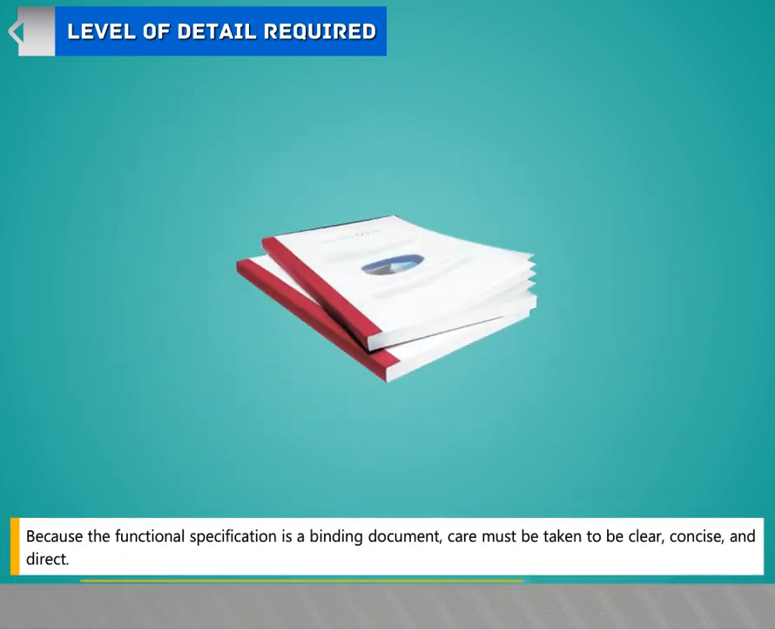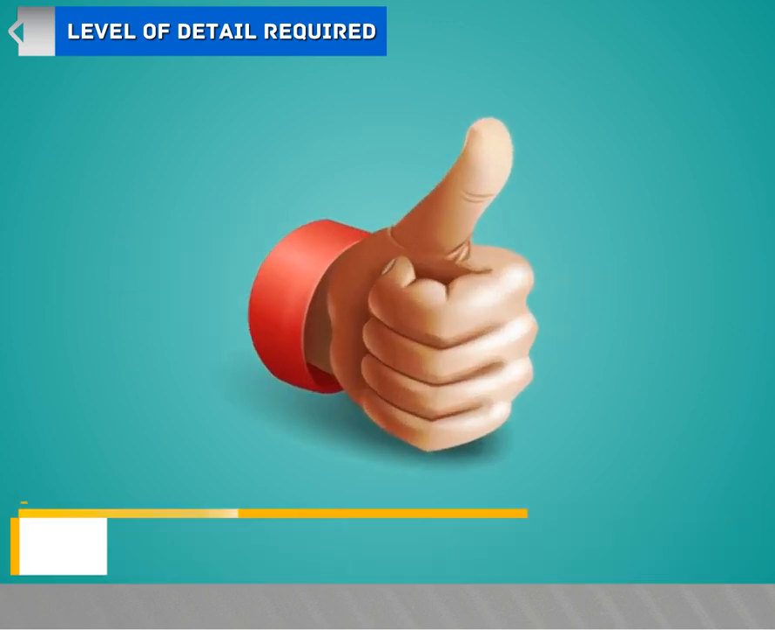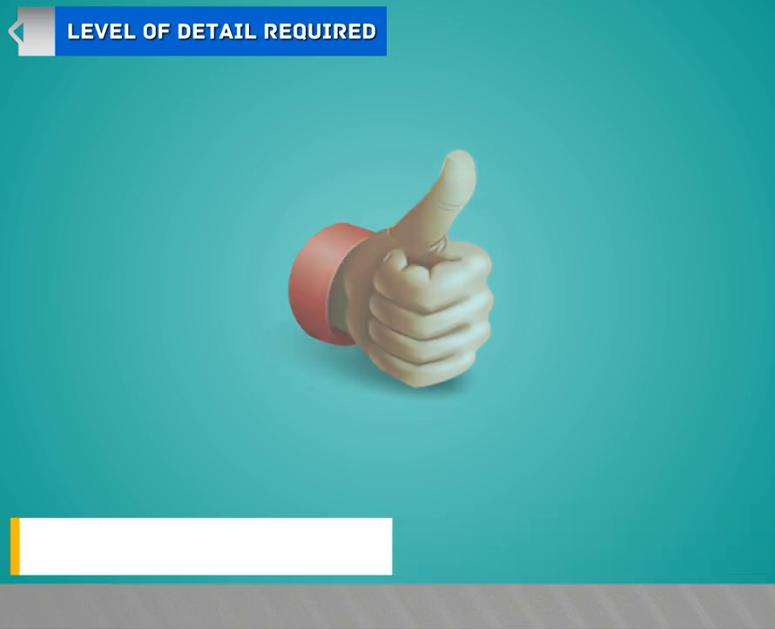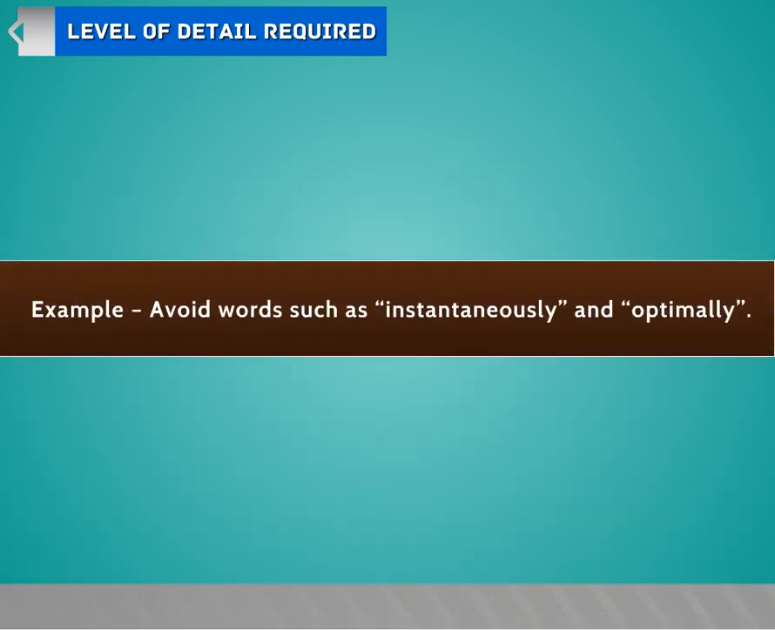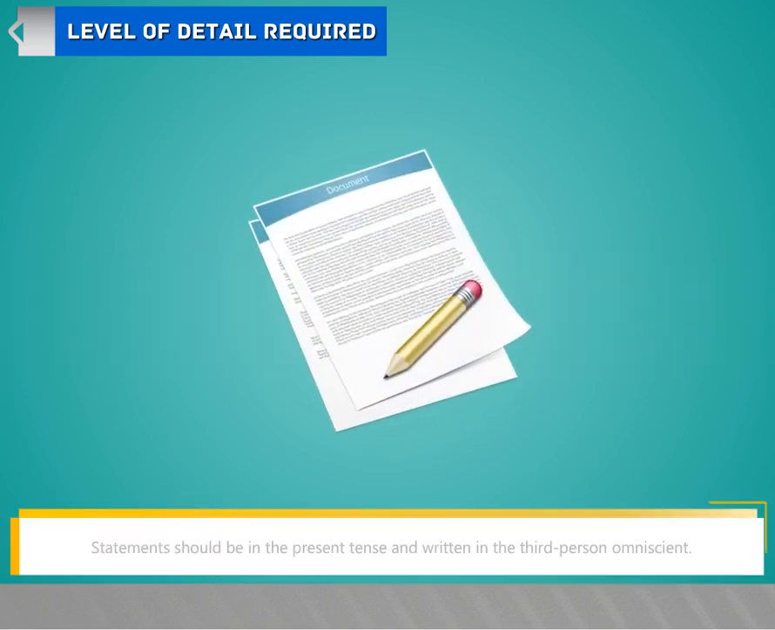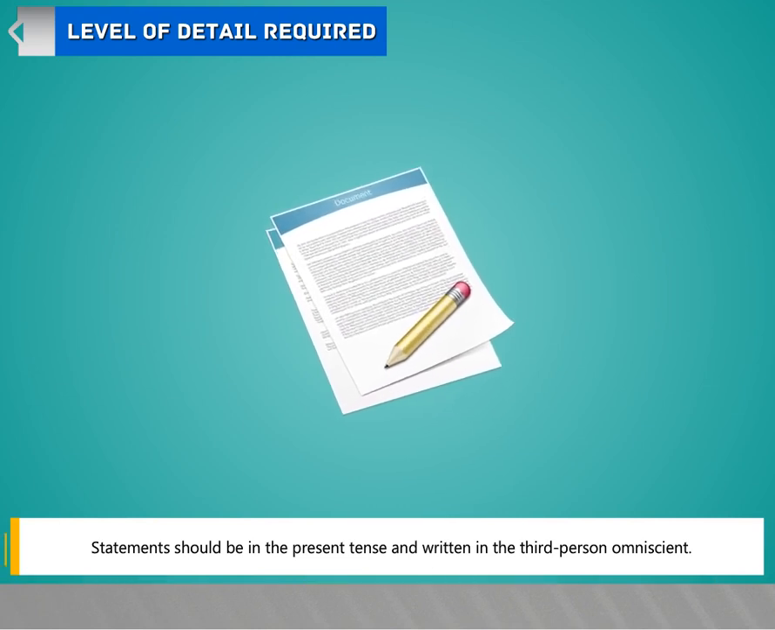Because the functional specification is a binding document, care must be taken to be clear, concise, and direct. Words should be chosen so as to avoid unnecessary obligations. All statements must be provable. Example: avoid words such as instantaneously and optimally. Statements should be in the present tense and written in the third person omniscient.